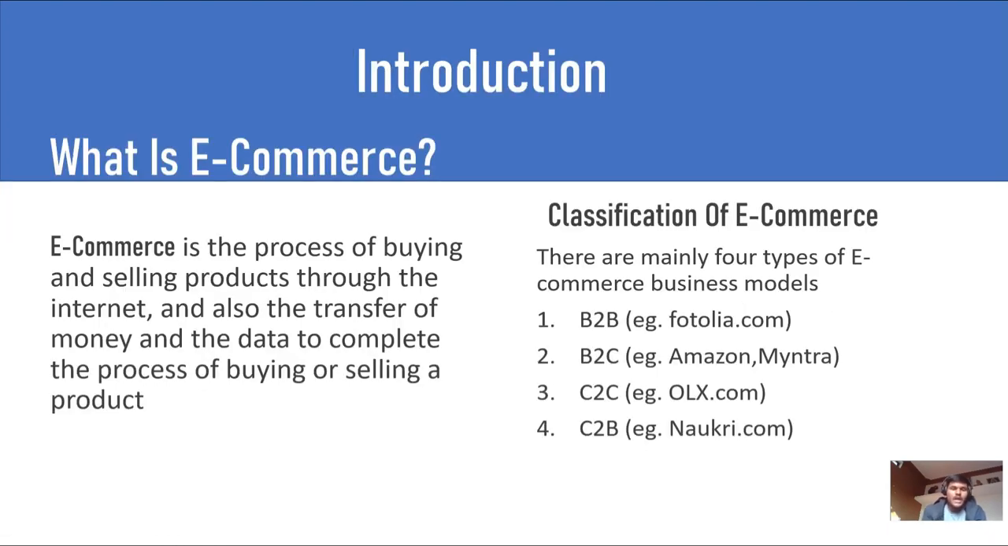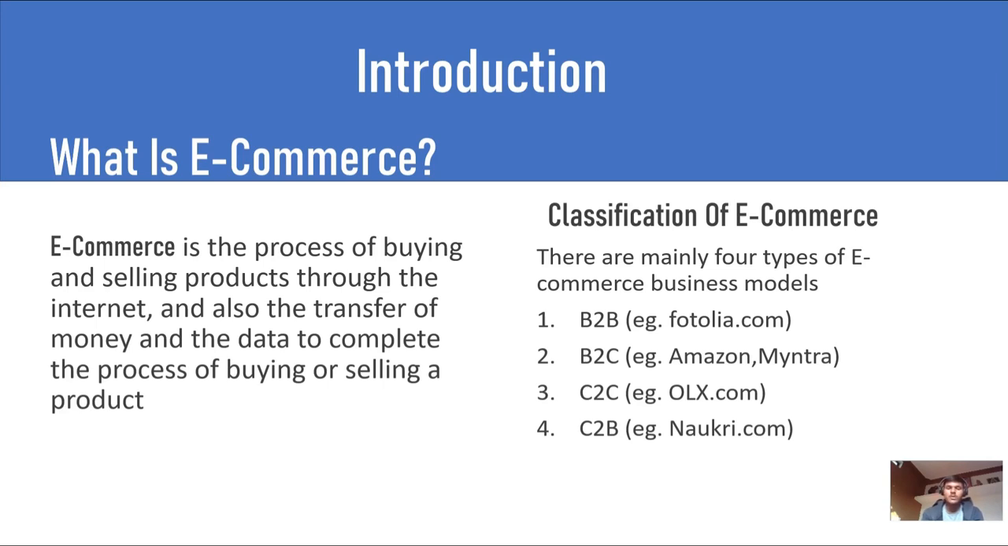So what exactly is e-commerce? Basically, e-commerce is buying and selling stuff online, but talking about the particular definition, we can say e-commerce is the process of buying and selling products through the internet, and also the transfer of money and data to complete the process of buying or selling a product. Classification of e-commerce: there are mainly four types of e-commerce business models.